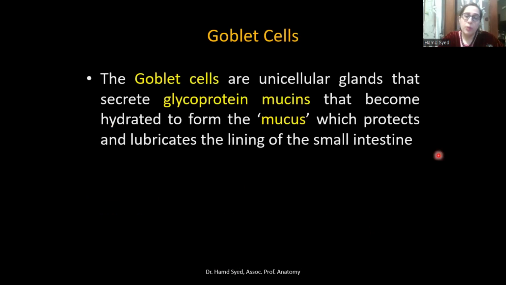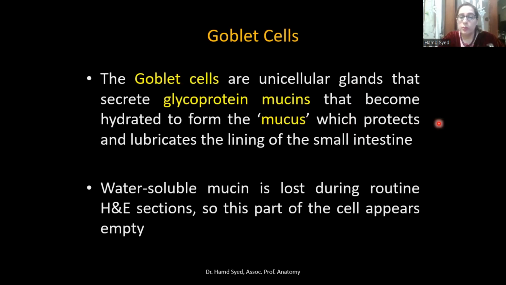Now, the other cell population which you see in the lining epithelium of the small intestine are the goblet cells. Goblet cells, remember, are unicellular secretory glands, we could say, which secrete the glycoprotein mucins, and these then become hydrated to form the mucus, which is going to protect and lubricate the lining of the small intestine.